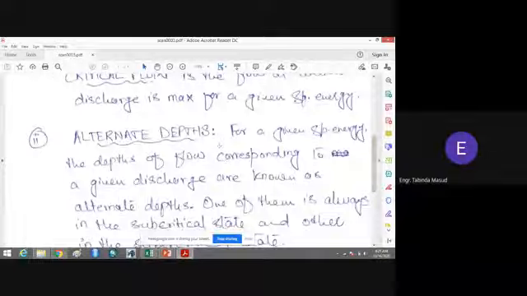And these are the alternate depths. You can also define the alternate depths on the basis of the specific energy diagram. Here we say that for a given specific energy, or you can say for a constant specific energy, the depths of flow corresponding to a given discharge are known as alternate depths of the flow. One of them is always in the subcritical state and the other in the supercritical state. So it is up to you whether you define the alternate depths on the basis of the specific energy diagram, or on the basis of the discharge curve.